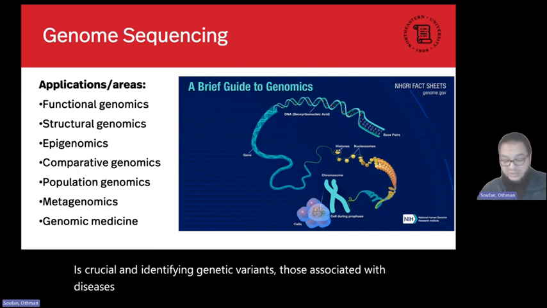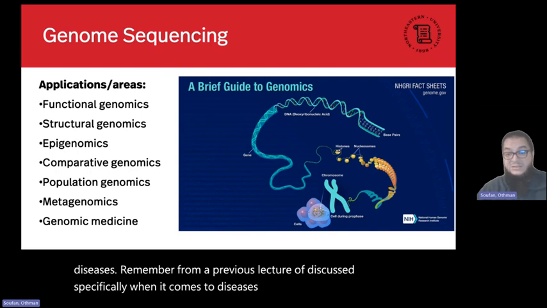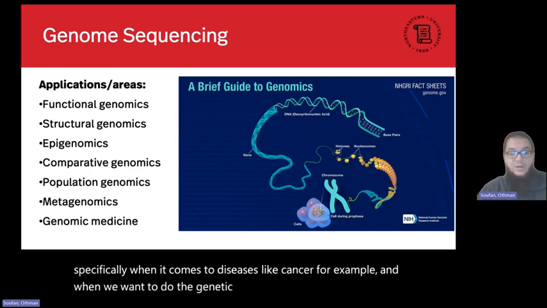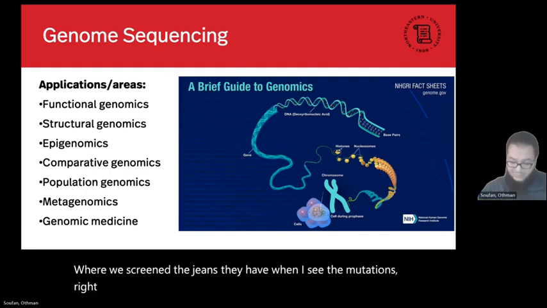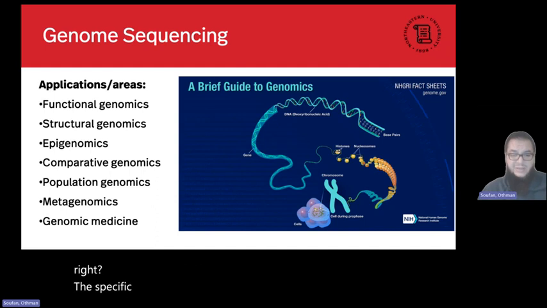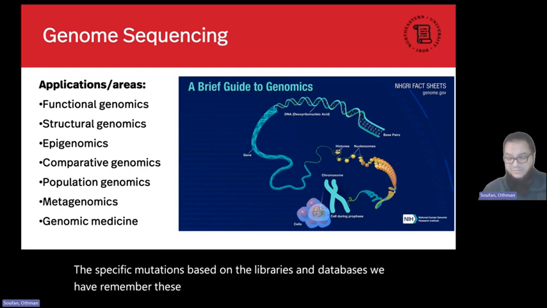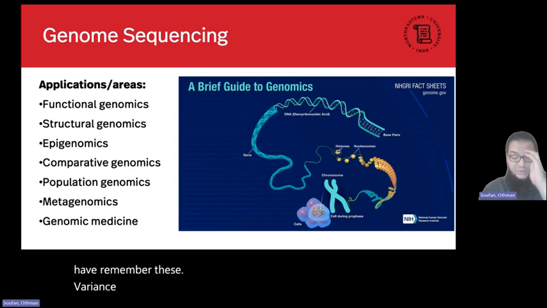Remember from a previous lecture, I've discussed specifically when it comes to diseases like cancer, for example, and when we want to do the genetic testing for one of the patients where we screen the genes they have, we want to see the mutations, right? The specific mutations based on the libraries and databases we have. Remember these variance databases that we looked into before.